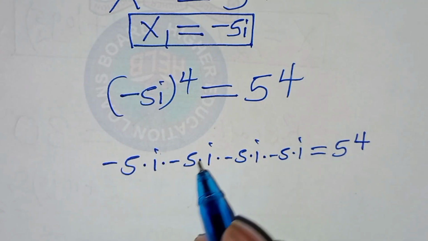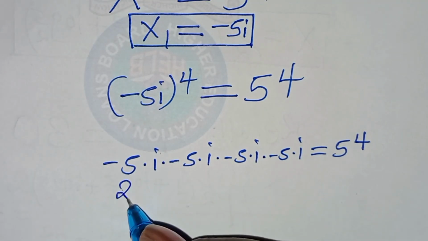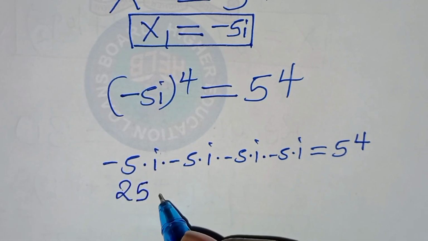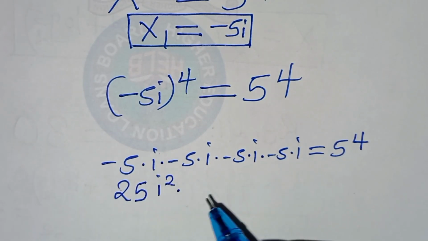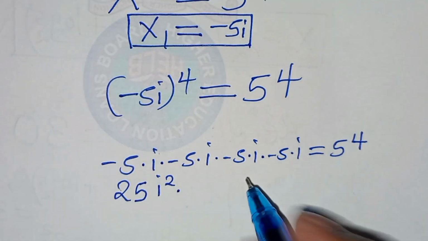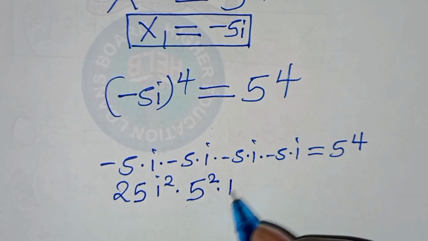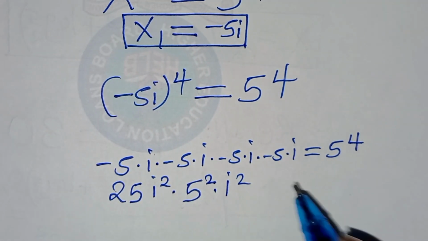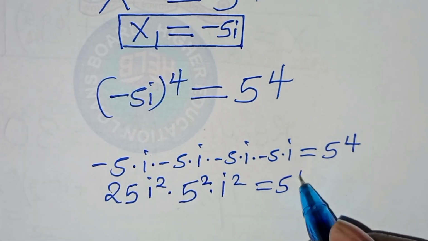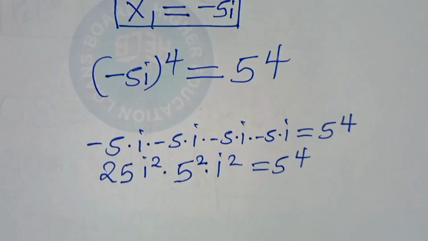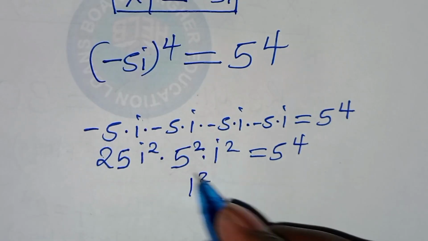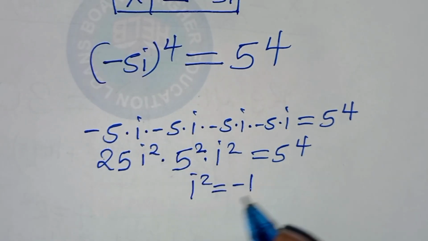So minus 5 times minus 5 is actually equal to 25, and i squared, then times minus 5 times minus 5. This is actually the same thing as 5 squared times i squared. This should give us a value of 5 to power 4. So we have that i squared is the same thing as minus 1.